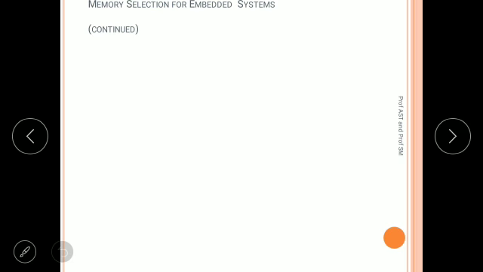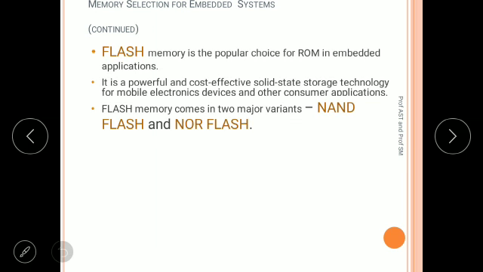Next, one more type of memory which most embedded systems use is the flash memory. It is a popular choice in embedded applications. It is a powerful and cost-effective solid-state storage technology for mobile electronic devices and other consumer applications. Usually flash comes in two variants, NAND flash and NOR flash. Each has its own advantages and disadvantages. It is good practice to use a combination of both NOR and NAND memory for storage memory requirements.